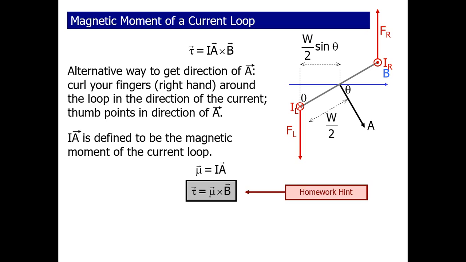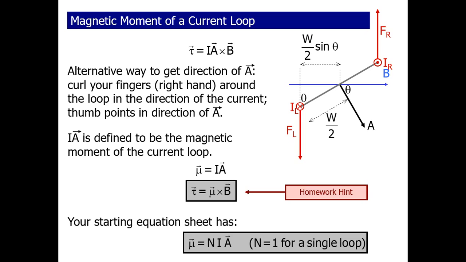Now IA is defined to be the magnetic moment of the current loop, mu. So tau is equal to mu cross B. Your equation sheet has mu equal to N I A, where the number of turns N is equal to 1 for a single loop. So the magnetic moment of a current loop depends on N I A: number of turns times current times area.